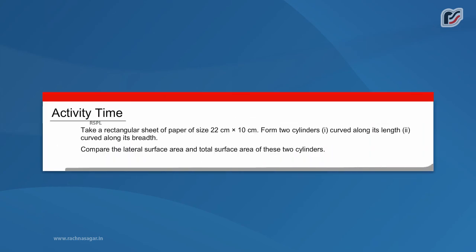Activity time. Take a rectangular sheet of paper of size 22 cm into 10 cm. Form the two cylinders, curved along its length and curved along its breadth. Compare the lateral surface area and total surface area of these two cylinders.